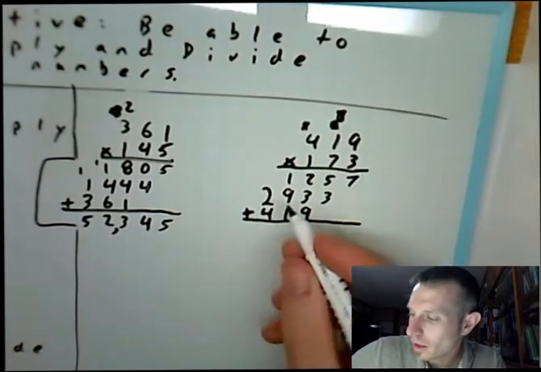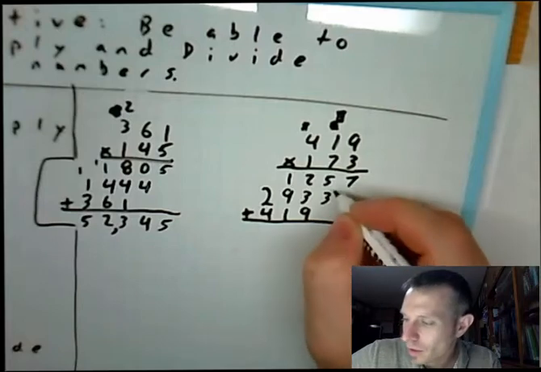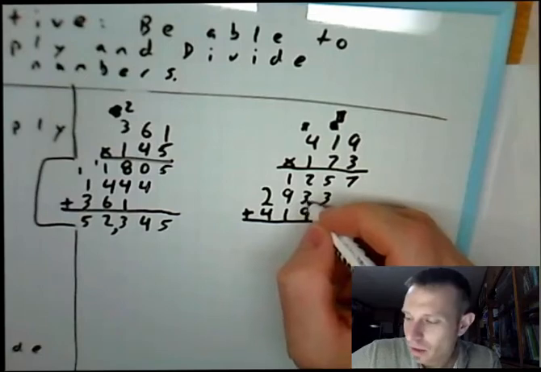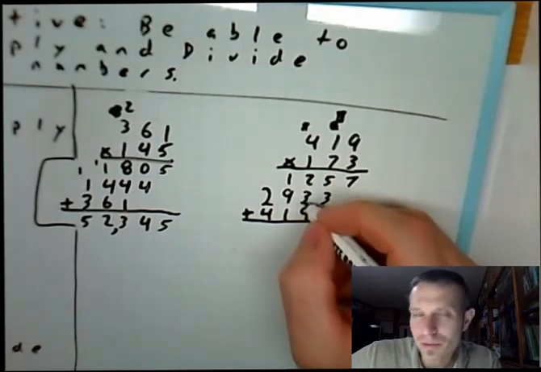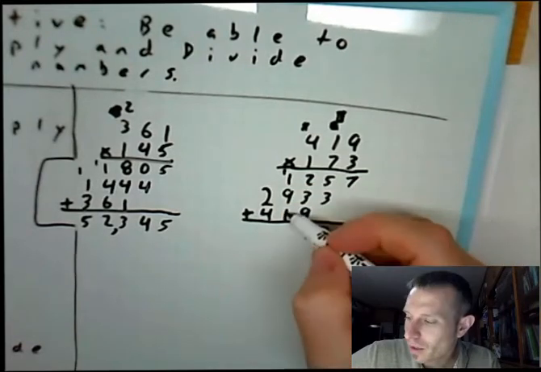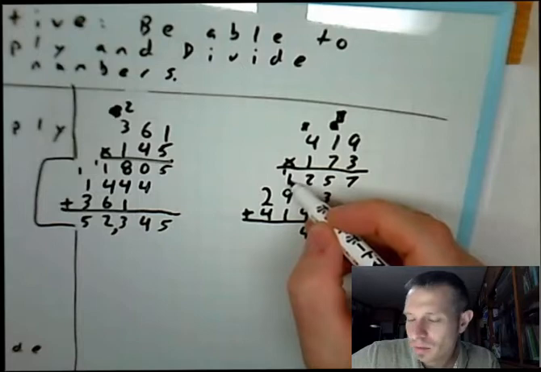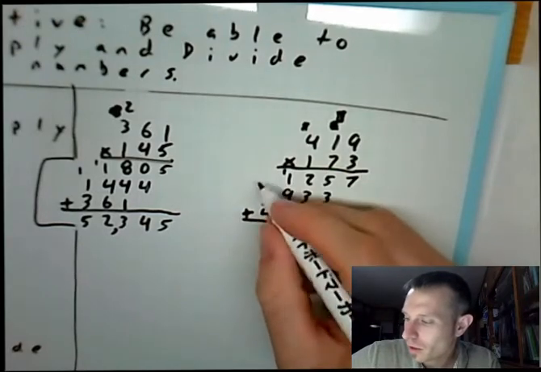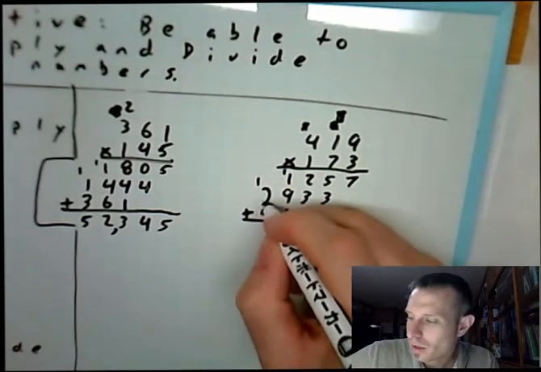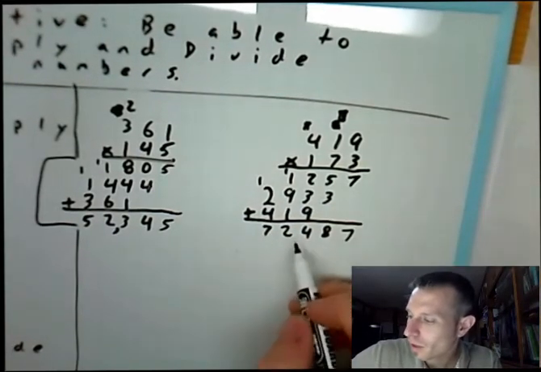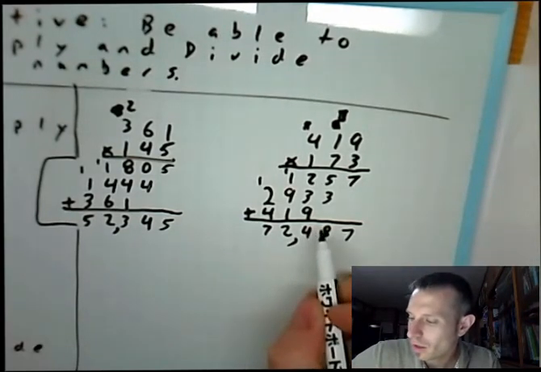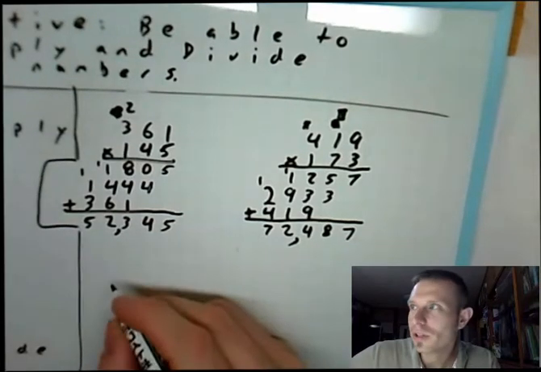Draw a nice line, add those up. 7 comes all the way down. 5 plus 3 is 8. 2 plus 3 is 5, plus 9 is 14. 9 plus 1 is 10, plus 1 is 11, plus 1 is 12, and 4 plus 2 is 6, plus 1 is 7. So we have 72,487.